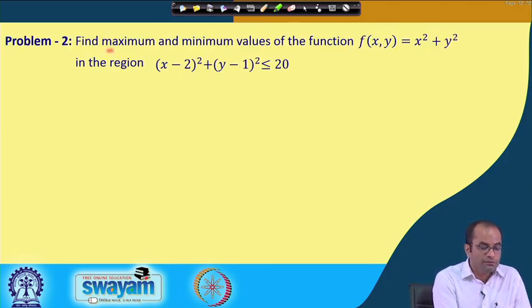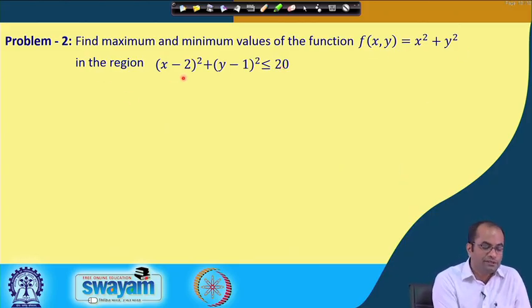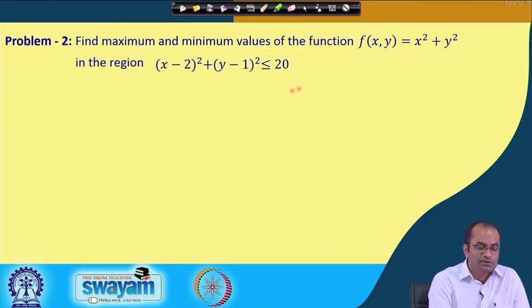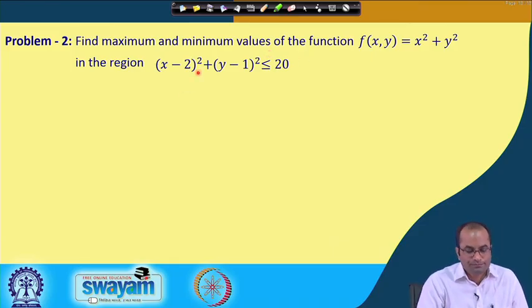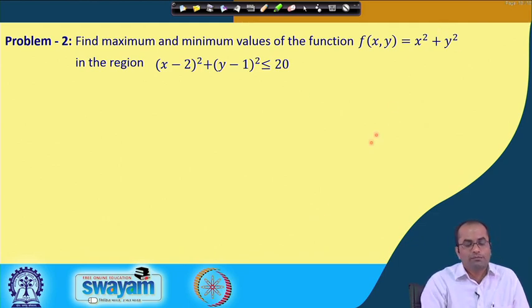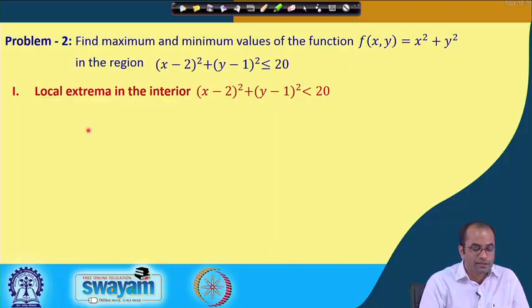Next problem. So, we want to find the maximum and the minimum value of this function x square plus y square in the region x minus 2 whole square plus y minus 1 whole square less than or equal to 20. So, again we have the similar problem. We have the region given here and this function x square plus y square. So, we will deal exactly in a similar fashion. We will first look for the extremum in the interior point. That means when strictly less than 20.